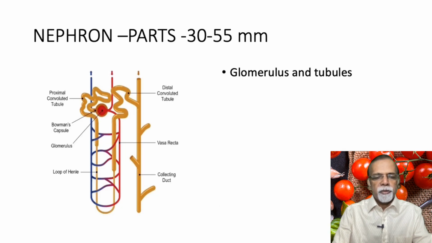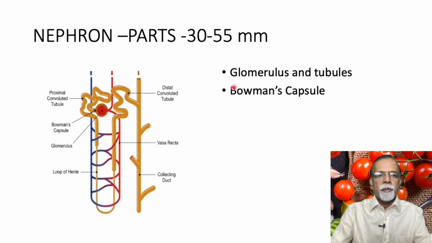What are the parts of the nephron? The nephron has a major part, the glomerulus, which is covered by the Bowman's capsule. The Bowman's capsule plus glomerulus forms the renal corpuscle. Then there is the proximal convoluted tubule. Proximal means it is close to the glomerulus. That is why it is called proximal. And it has convolutions. That is why it is called convoluted.